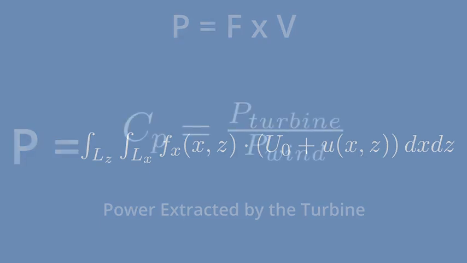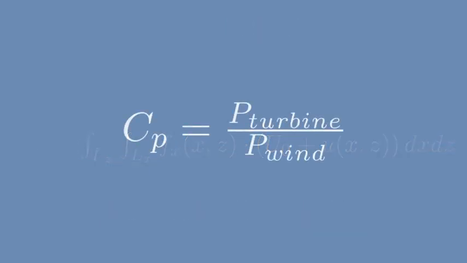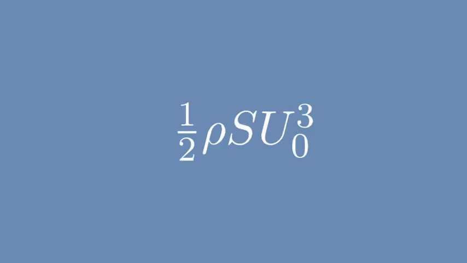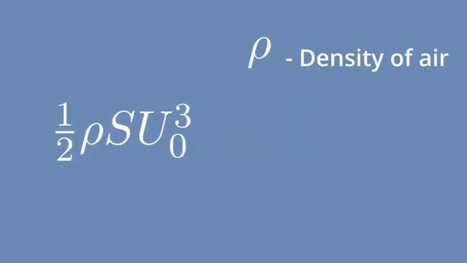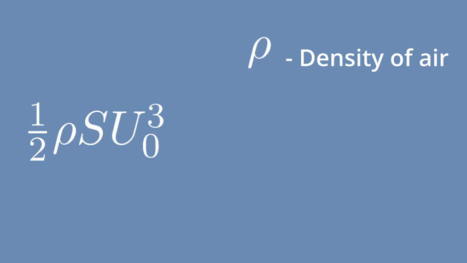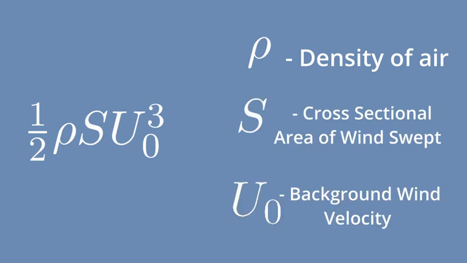However, in order to calculate efficiencies, we need to compare this to the total power available in the air. We use this equation to calculate this. Rho is the density of the air, S is the cross-sectional area, and U0 is the background wind speed.